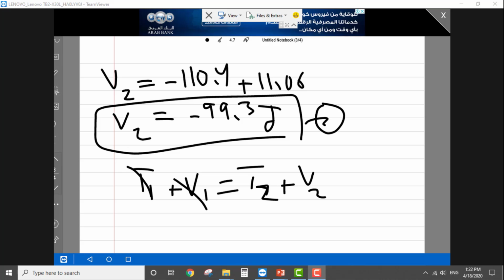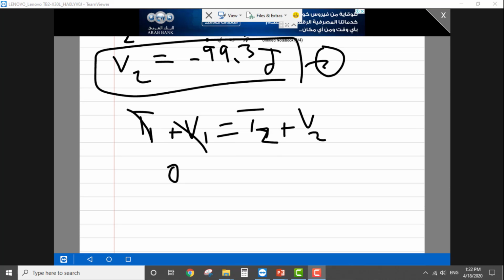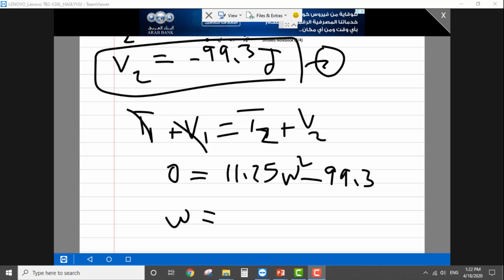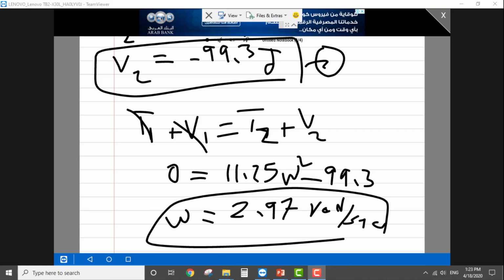Okay, V1 and T1 equal to zero. So here I write this is equal to 0, and this is equal to 11.25 divided by omega squared minus 99.3, and from here omega equals the square root of 11.25, which is 2.97, right? 2.97 rad per second. Okay, so here is the answer.